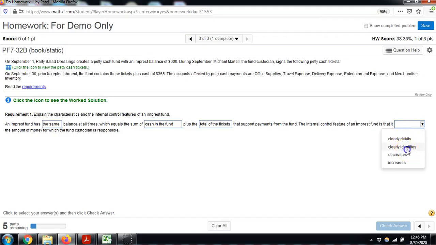So the internal control feature of an imprest fund is that it clearly identifies the amount of money for which the fund custodian is responsible, because since the fund balance is always the same, it clearly identifies how much the fund custodian needs to keep track of, basically.